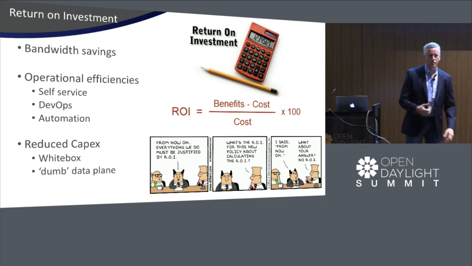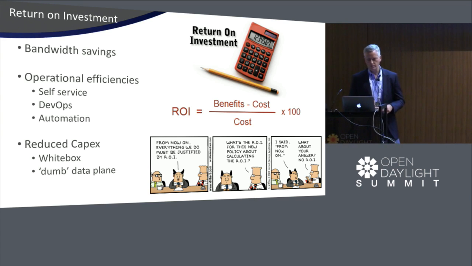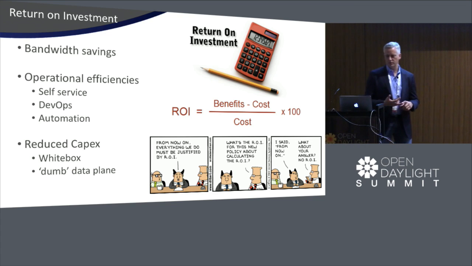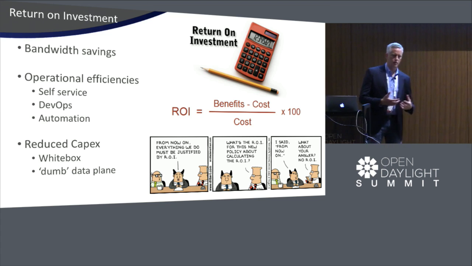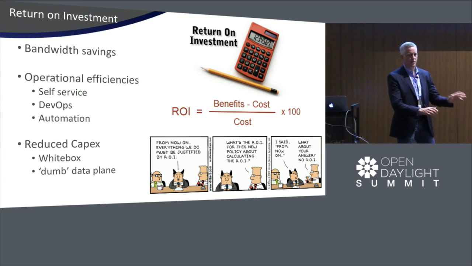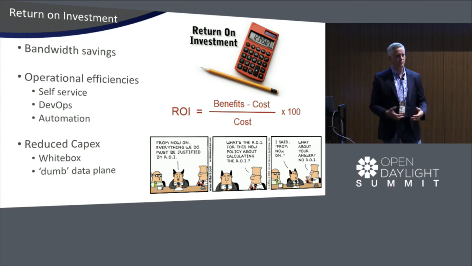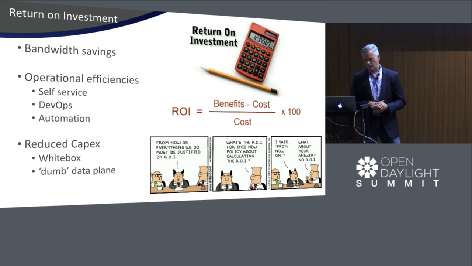There are 3 key areas that you're going to get from the project from ROI. The 3 are basically bandwidth savings, operational efficiencies, and CapEx efficiencies, right? Bandwidth savings are often glossed over, but should not be overlooked because bandwidth is expensive. A lot of times, millions of dollars is spent on either initial charges or overage charges on bandwidth. So bandwidth is a big one.